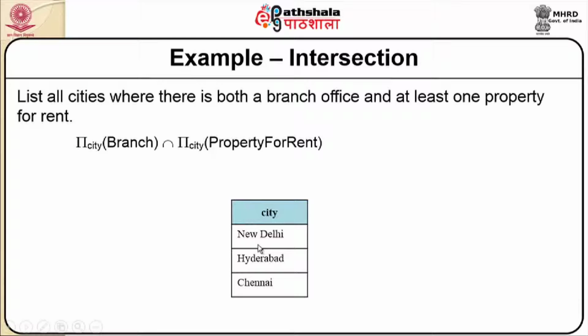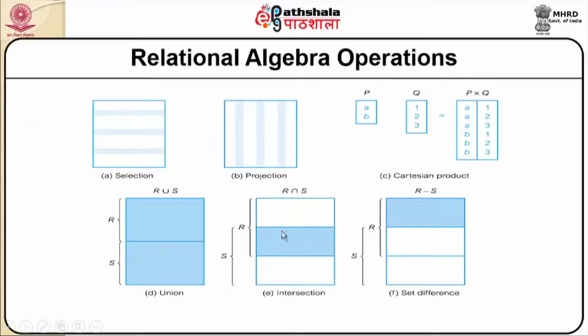So, Delhi, Hyderabad and Chennai have properties for rent. At least one can be in New Delhi alone, but there is more than one property for rent and there it has its branch office in turn. So, that is intersection. To highlight it with the actual diagrammatic representation, intersection is the commonality between two relations R and S, which is highlighted with blue.